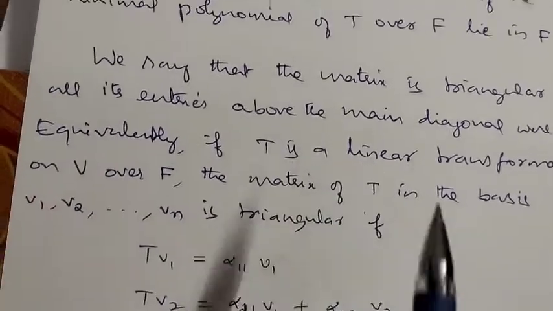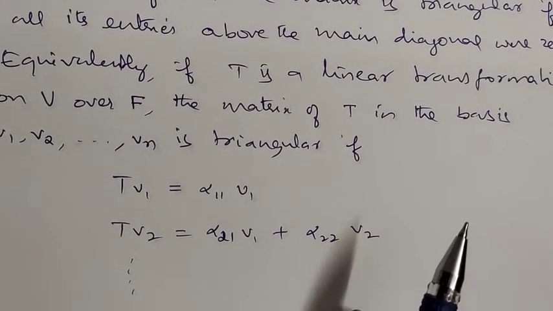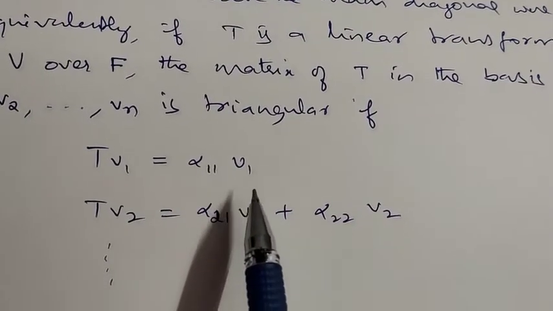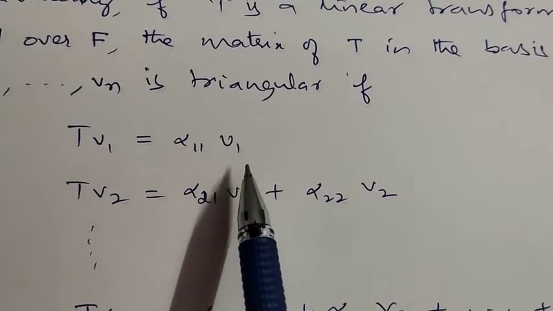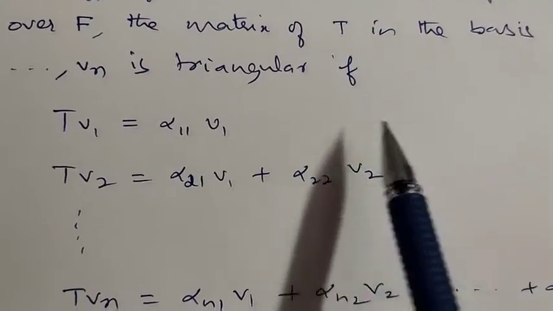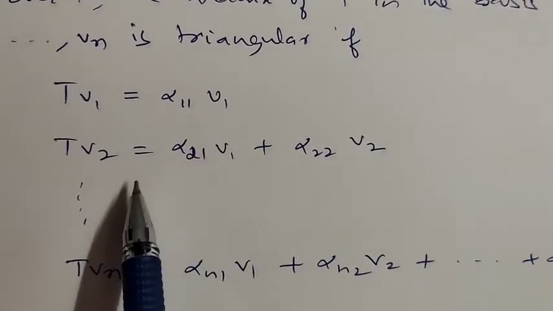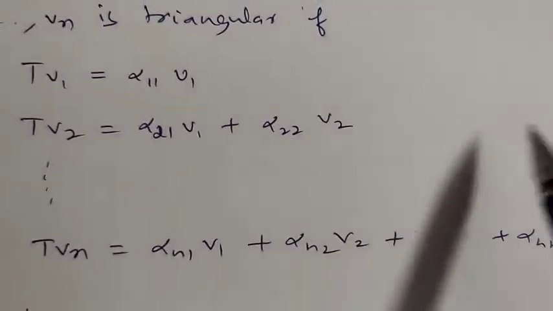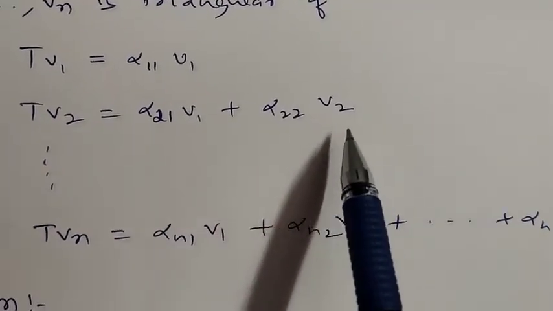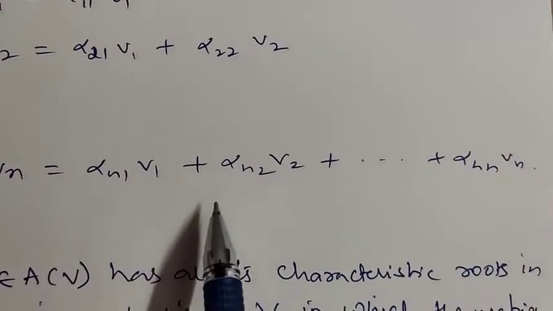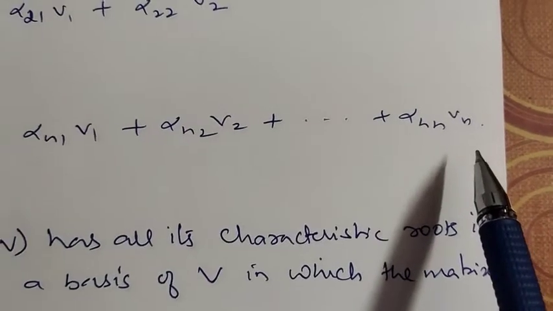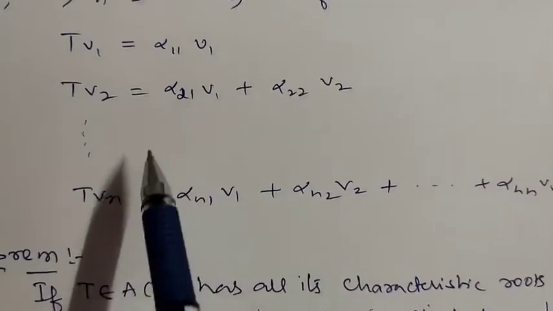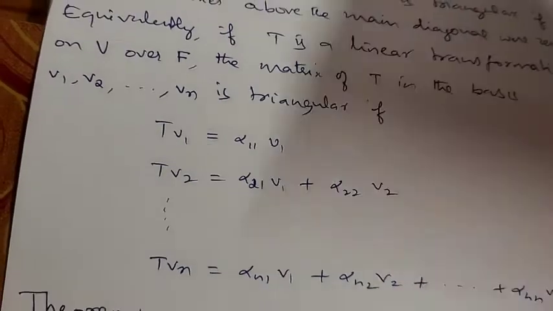Equivalently, if T is a linear transformation on V over F, then the matrix of T in this basis is triangular if, what will happen? T of V1 is equal to alpha 11 V1. You already know that T of V1 is alpha 11 V1 plus alpha 12 V2 etc. alpha 1n Vn. So all are zeros, only alpha 11 V1 remains. T of V2 is alpha 21 V1, alpha 22 V2 plus alpha 23 V3 etc. alpha 2n Vn. Those are all zeros. Only T of V2 is alpha 21 V1 plus alpha 22 V2. Similarly, T of Vn is alpha n1 V1, alpha n2 V2 etc. alpha nn Vn. So the transformation T is said to be of triangular form if this condition holds true. Or the matrix will look like this.